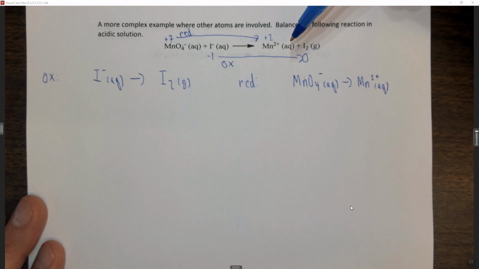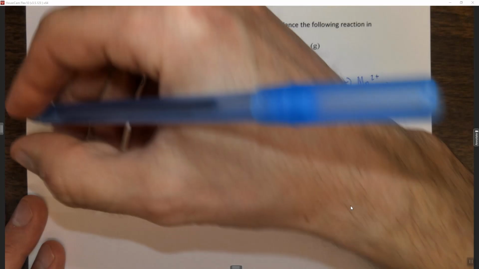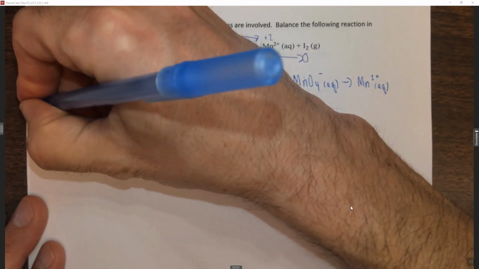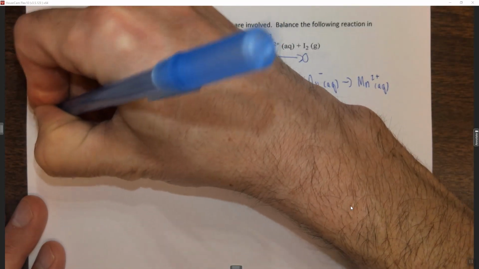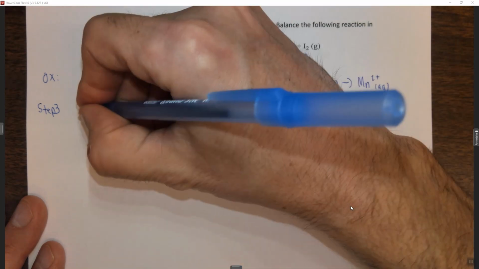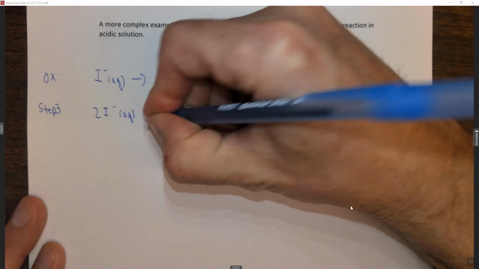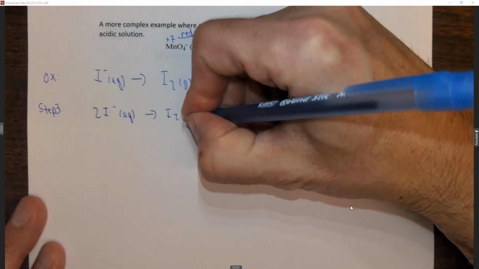The next thing we want to do is balance the mass. So this would be step 3. Balancing the mass means simply balancing the atoms. So for step 3, we want to balance the atoms. In this case, we have 1 I on this side and 2 on this side, so we can just put 2I minus aqueous yields I2 gas.